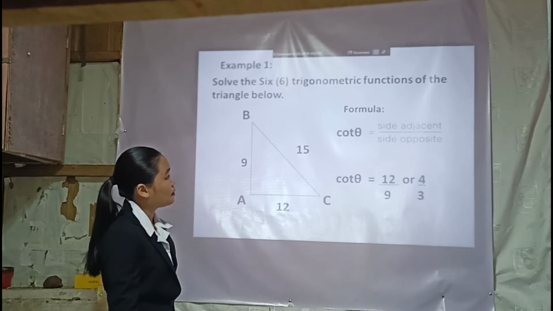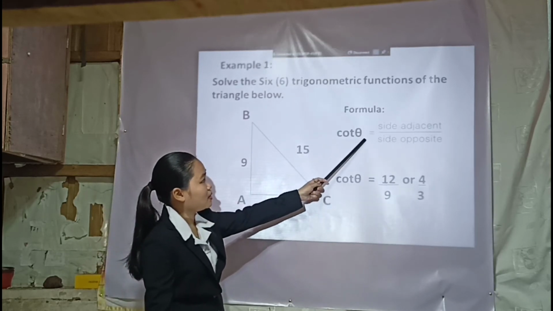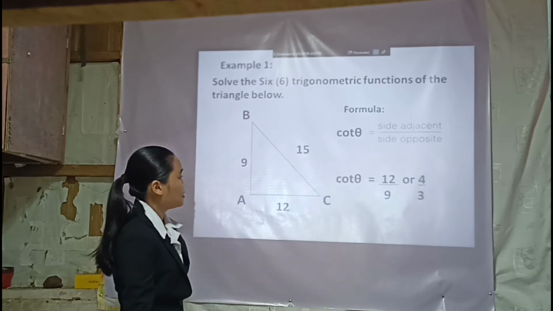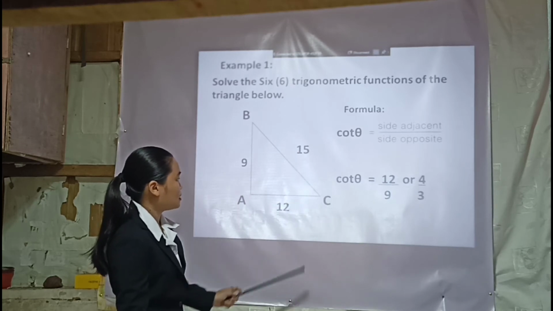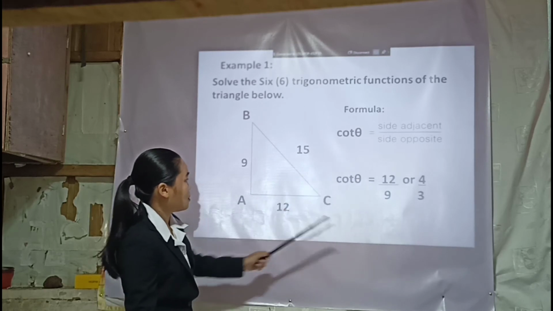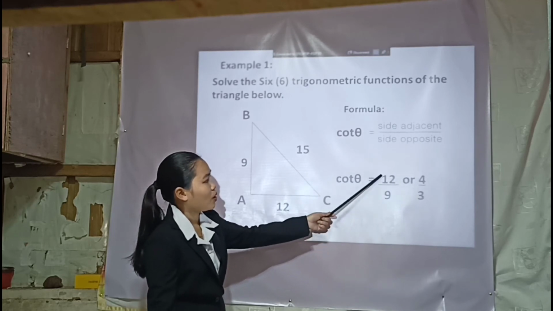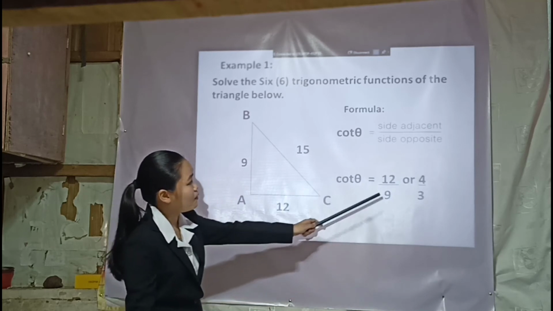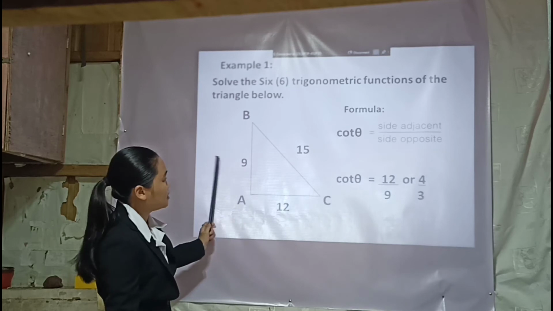Next, the cotangent. The formula of cotangent is cotangent theta equals side adjacent over the side opposite. So, for this figure, the side adjacent measures 12 and the side opposite measures 9. So, cotangent theta equals 12 over 9 or 4 over 3. So, 4 over 3 is the value of cotangent theta for this example.